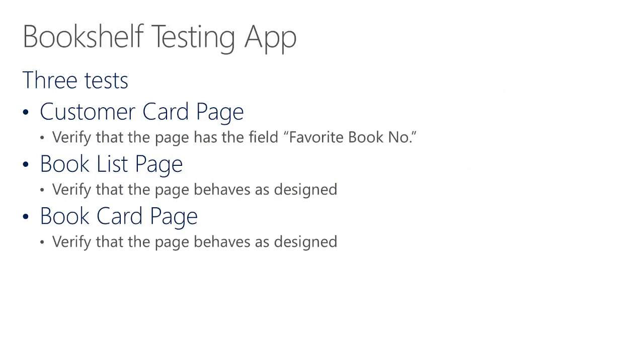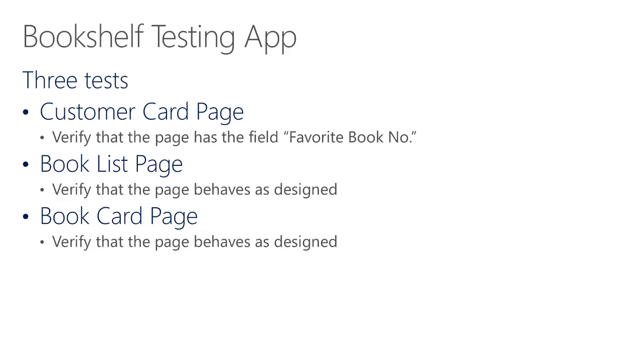Moving on to our demo test app, we've put together a very simple test app that will run through the bookshelf functionality that we've developed in other videos. So we have 3 very basic tests. Remember, we've added the favorite book number to the customer table in a customer table extension, and we added that to the customer card page.